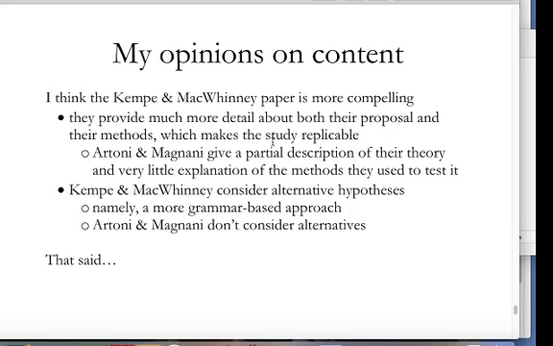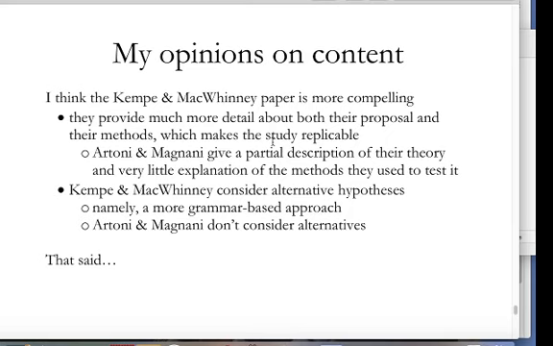I think the Kempe and McWhinney paper from Studies in Second Language Acquisition, the peer-reviewed journal, I think that one's more compelling because they provide a lot more detail about both what they are proposing and about how they studied it. And that will make the study replicable. If I wanted to go out and see if I could recreate the results of the Kempe and McWhinney paper, I could plausibly do that with the information they gave me. Artoni and Magnani give a partial description of their theory and very little explanation of the methods they use to test it.